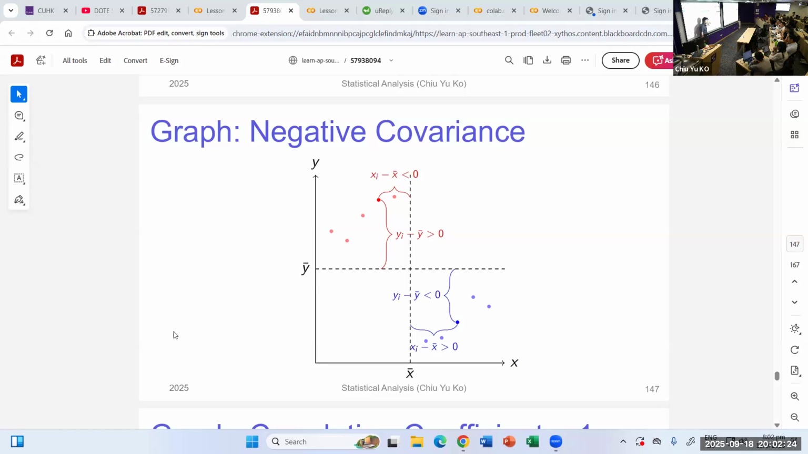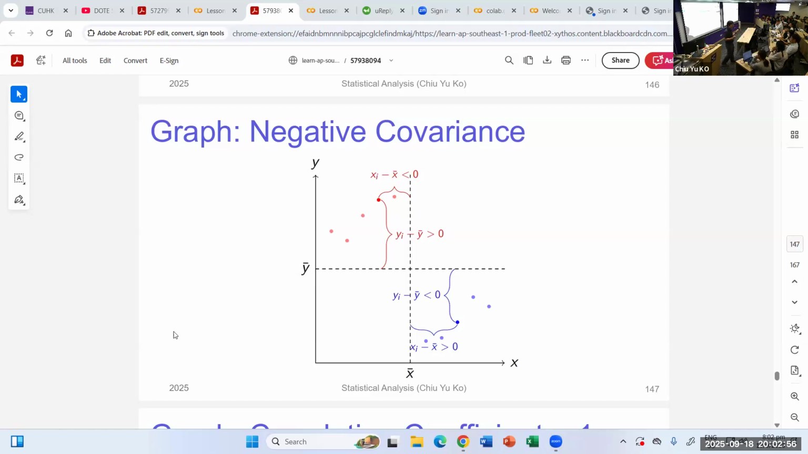Conversely, it's similar here. But in this case, x is bigger than x bar, which gives positive. This y is below the y bar, negative. Positive times negative is negative. So that means that when your data is mostly in this region, it's negative. So this covariance property tells you that if it's positive, most of the data are here. If negative, most data are in this area. So it tells whether they are positively related or negatively related.